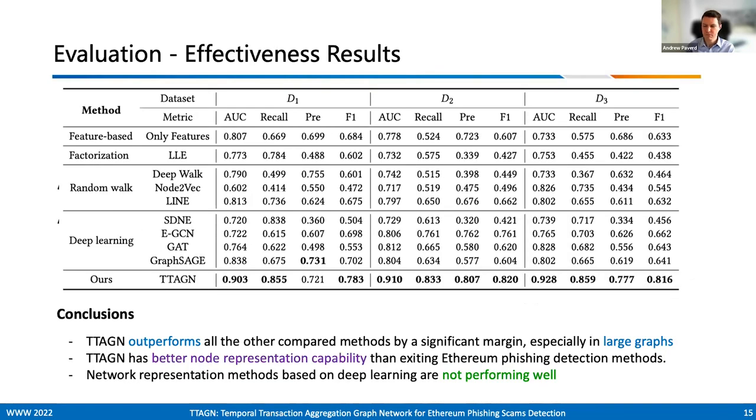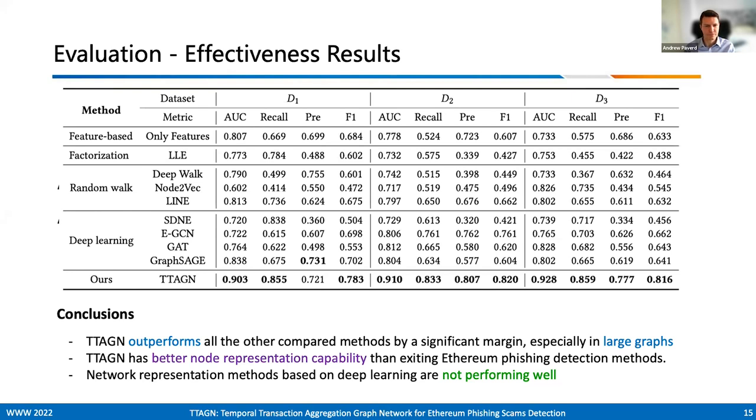First, we evaluate the performance of all the compared methods in the task of phishing scam detection on Ethereum. The corresponding results are reported in the table. We could find that, in terms of four evaluation metrics, our approach TTAGN outperforms all the other compared methods by a significant margin. TTAGN achieves the best performance on three datasets, especially in large graphs. TTAGN also has better node representation capability than existing Ethereum phishing detection methods. This result demonstrates TTAGN can fully mine transaction temporal information and interaction relationships of Ethereum better than EGCN and feature-only methods.